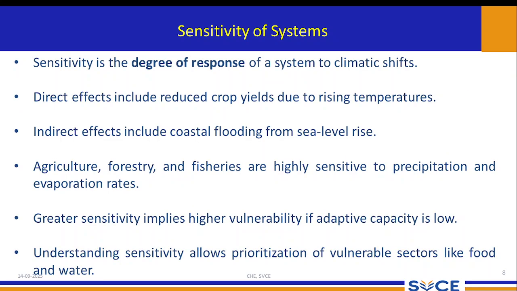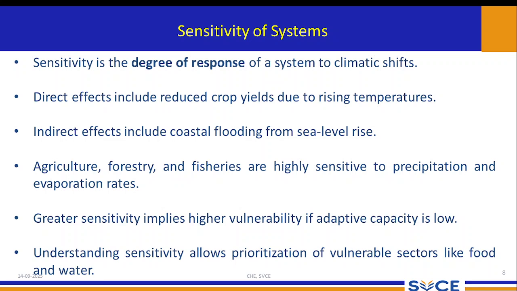Coming to the sensitivity of the system, sensitivity is the degree of response of the system to climate shift. So how does the system respond? Even small changes in climate may cause a negative response, or up to a certain level it may be able to withstand. For example, any living being, even a human, can live well between 20 to 35 degrees Celsius. But if it is too hot or too cold, the human needs extra protection to withstand that.